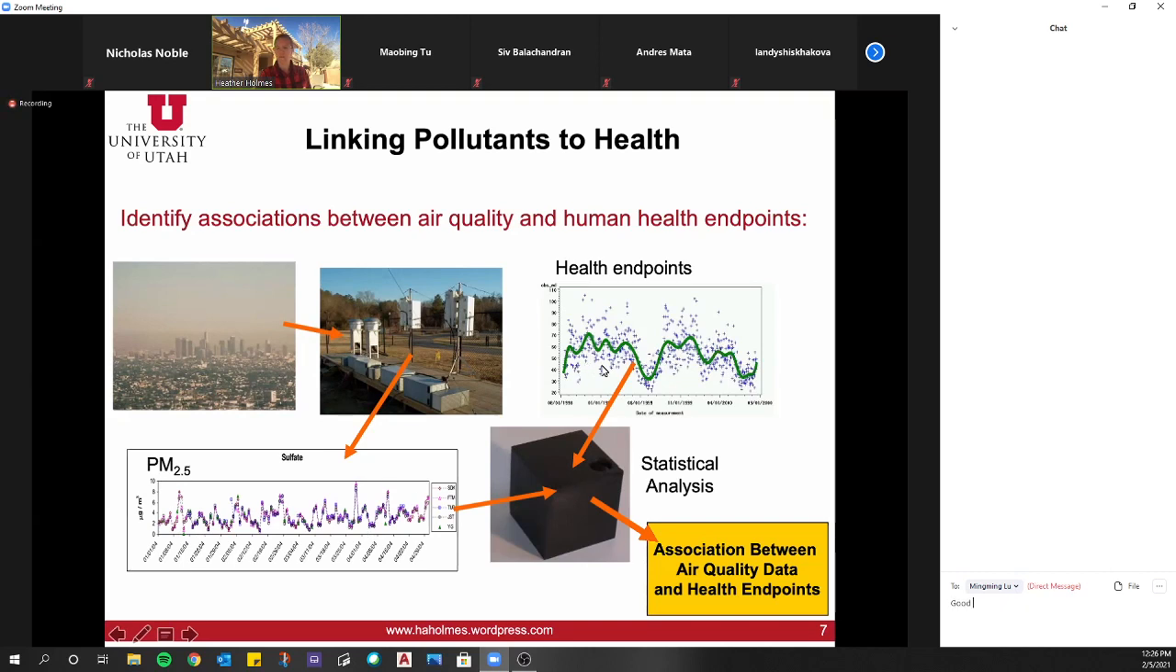And then we can have a time series of health endpoints. So this can be hospital admissions, emergency department visits, and we put it into this black box, which I don't create that black box model. That would be an environmental epidemiologist developing a statistical approach to try and understand those associations. And then the outcome is the association between the air quality or the ambient air quality and exposure and the health endpoint.